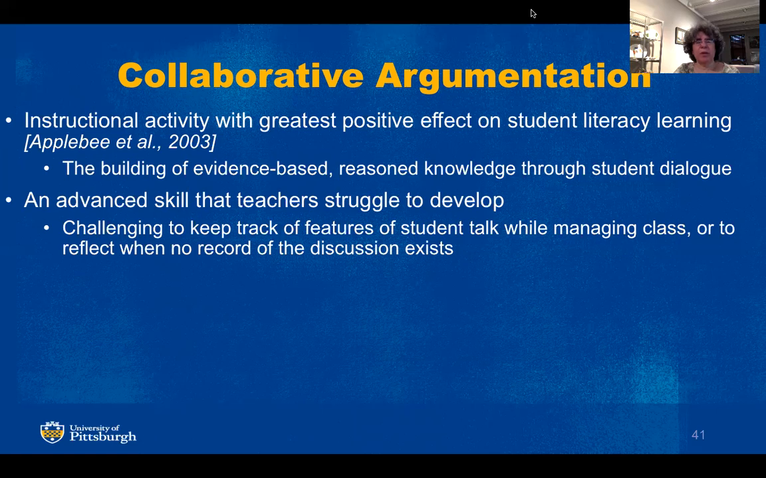Despite the fact that people know this is a very important thing to do, it's something that teachers often struggle with. Part of the challenge is that it's very hard for teachers to keep track of how the argument is progressing. Are people supporting claims? Are they building on other students' ideas when they're actually managing the discussion and participating in it as well? And furthermore, even if they could do that in the moment, it's hard for them to remember because there's typically no permanent record of what's gone on.